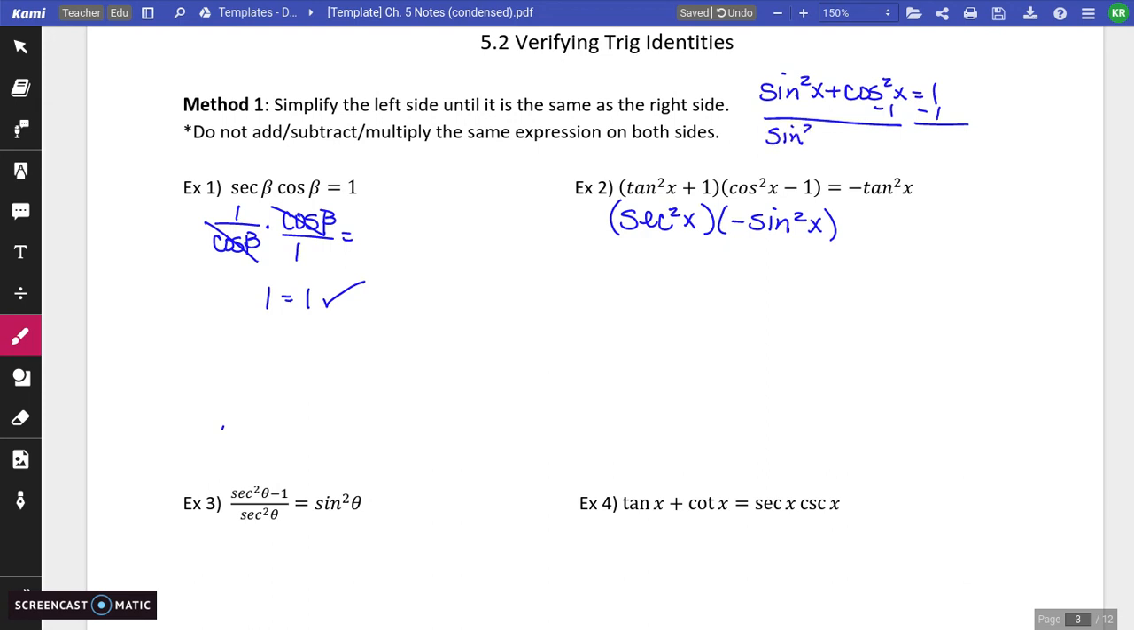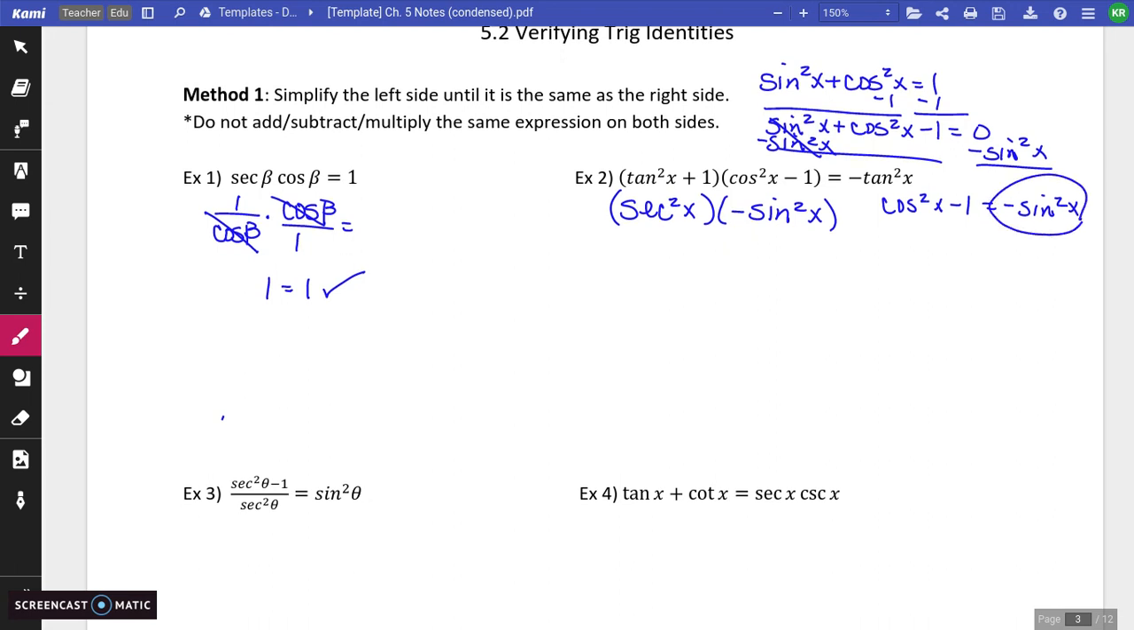So this would be sine squared x plus cosine squared x minus 1 equals 0. But then move your sine squared to the right side. Okay, so that cancels. So you get cosine squared x minus 1 equals negative sine squared x. So that's the substitution I made. I did the negative sine squared for that cosine squared x minus 1.